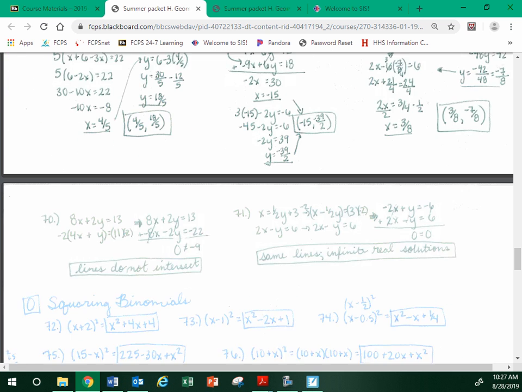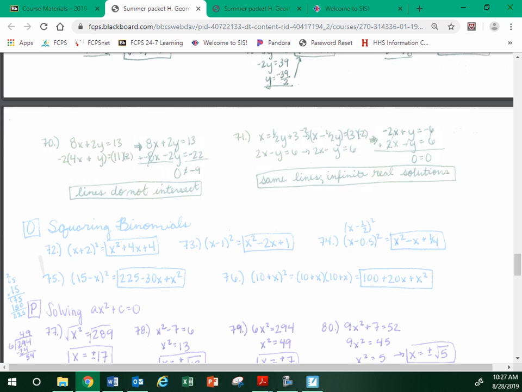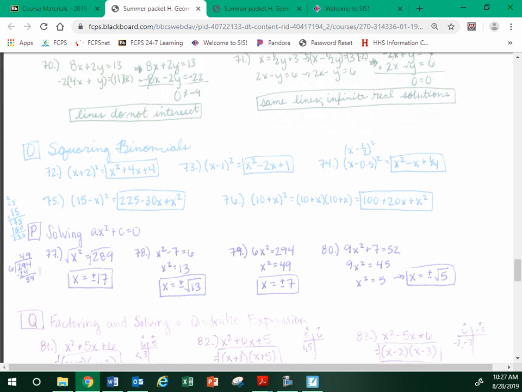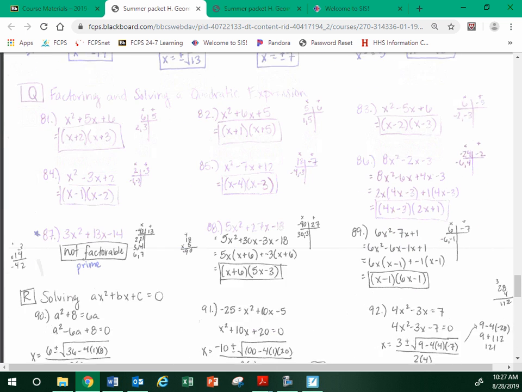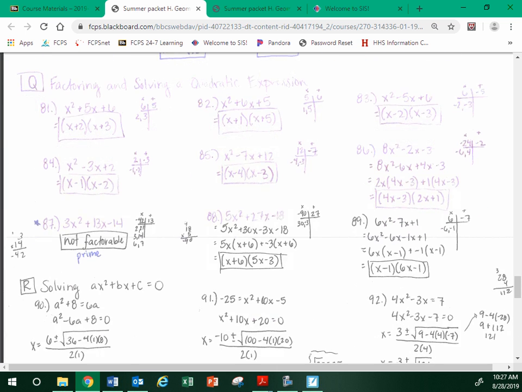Good work catching the no solution and all real solutions to those last couple of systems. And then the final thing is talking about our factoring and quadratic formula here. Number 87 was indeed prime. You were not going crazy, it was indeed prime. You were tempted with 6 and 7, but that multiplied to positive 42. You're going to get the combination of negative 42 and positive 13. Overall, pretty good at the factoring.